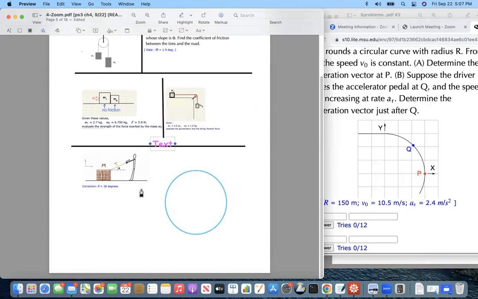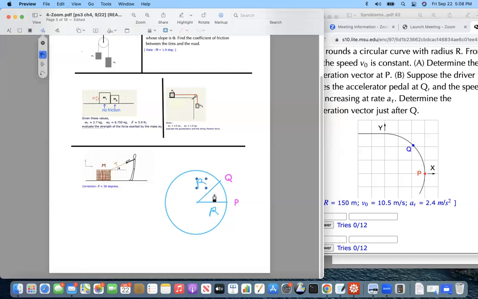Now, here's the point P here. And here's the point Q here. And this distance is the radius of the circle, so that's r. And this distance is also the radius of the circle. So that's also r.